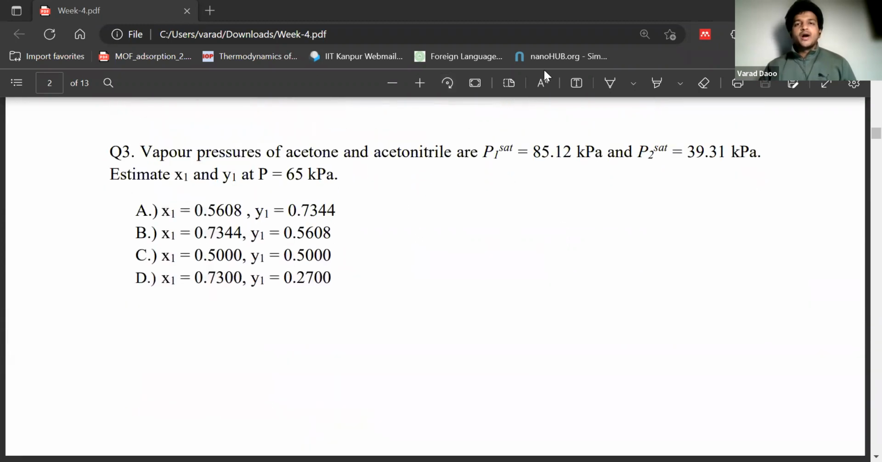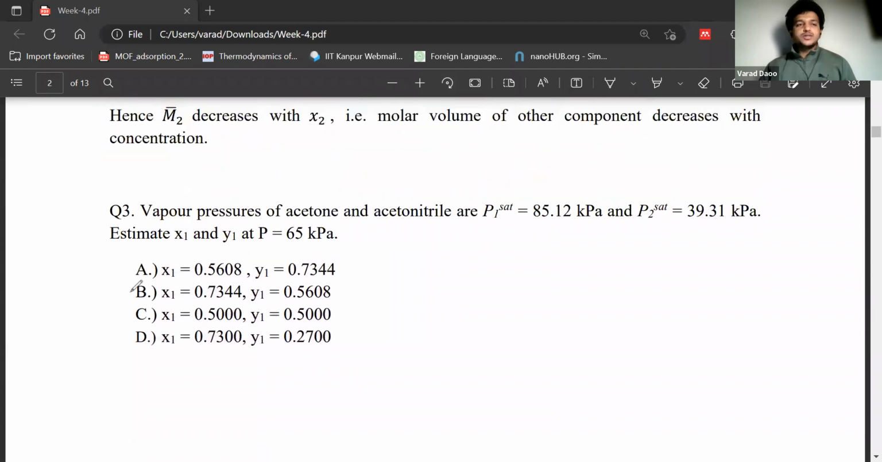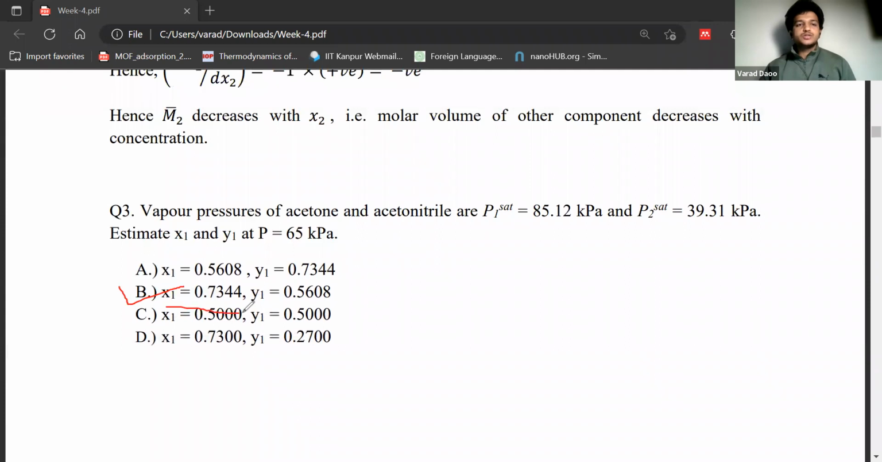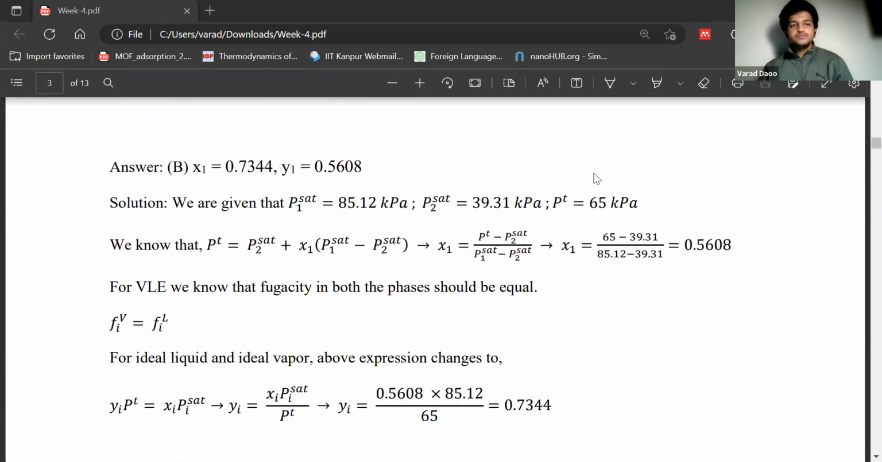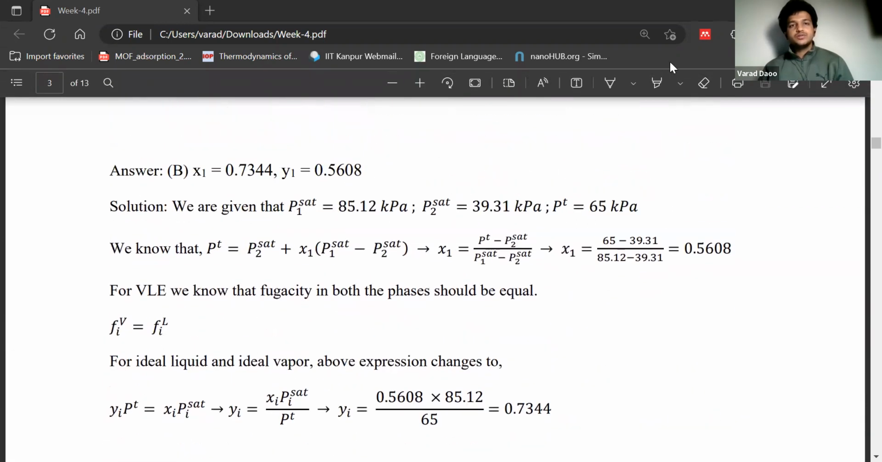The correct answer is option B. X1 is equal to 0.7344 and Y1 is equal to 0.560. Anybody got it? You can cross check your answer in the solution which I am going to give, so that you will not make any mistakes, or you can rectify the mistake which you made. It's a fairly straightforward question.